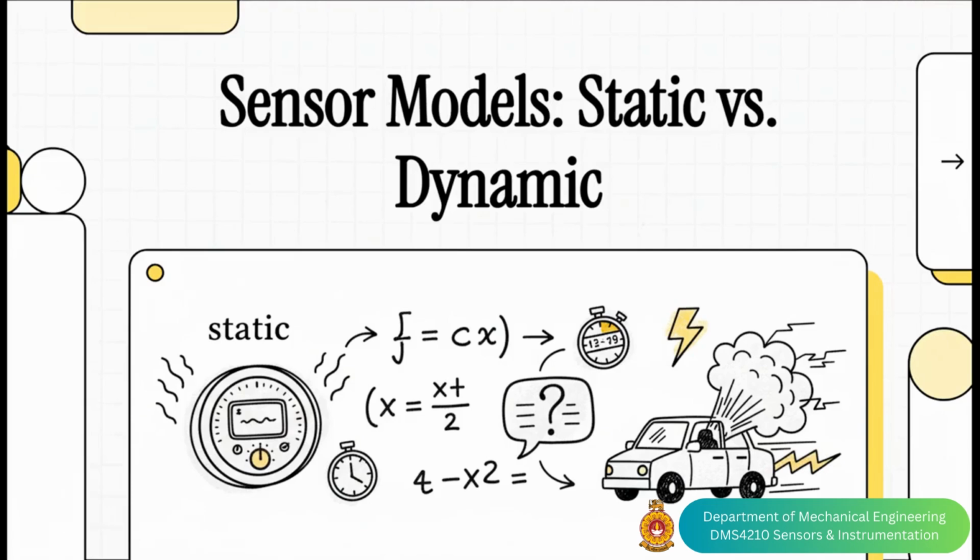Have you ever stopped to think about how a thermostat in your home can just chill and read a steady temperature, but a sensor in your car's airbag system has to react in a fraction of a second? They're both sensors, right? But they live in totally different worlds. Well, the secret sauce is in their mathematical models. It's like the language engineers use to really understand what these sensors are doing. So, let's get fluent in the language of sensors.